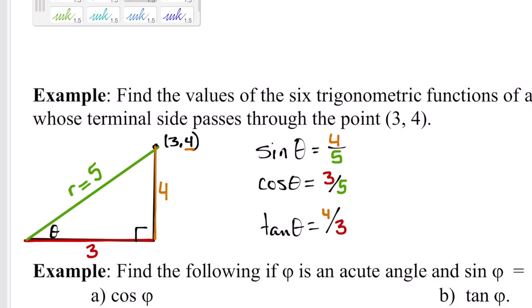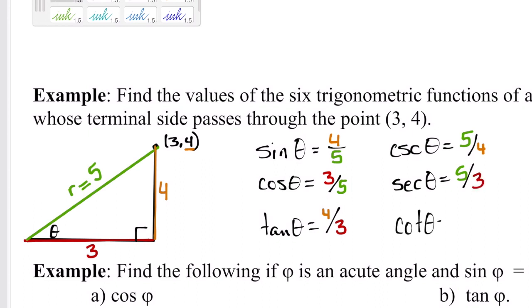And so in order to find the reciprocals, all we're going to do is flip those fractions. So the reciprocal of sine is called cosecant, so the CSC. So that one, instead of being opposite over hypotenuse, it's hypotenuse over opposite, or just a 5 over 4. They're just flipping each of those fractions. And then the reciprocal of cosine is the secant, so the SEC. And that will end up being 5 over 3. And then the last one is our cotangent. The reciprocal of tangent, which means we're just flipping what we had for tangent, so 3 over 4.